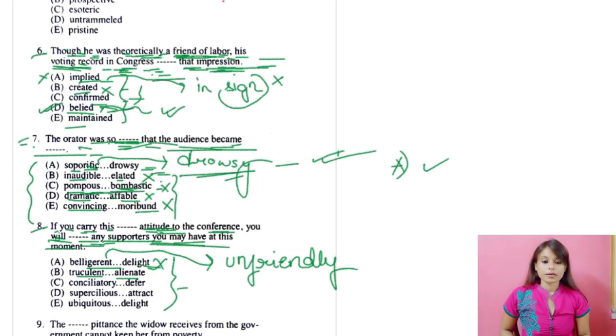So this can go, that is number B can go till now. Let us check the other options also, conciliatory and defer. Now conciliatory means giving comfort, or you are consoling someone, giving comfort. Okay, you are comforting someone.